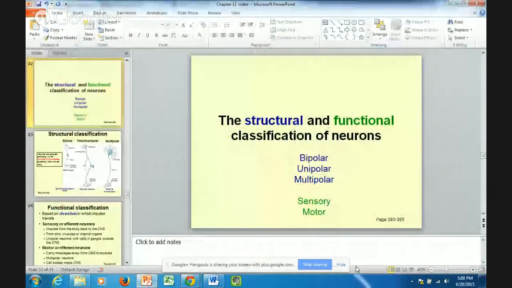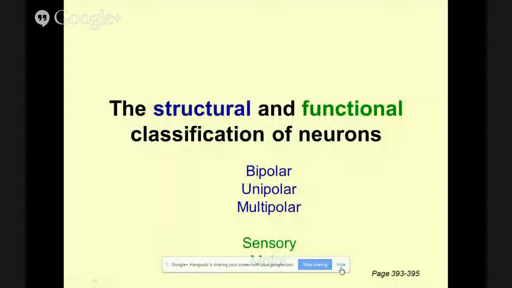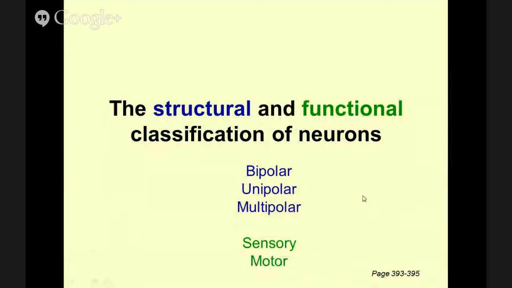Hey guys, this is a video where we're going to learn how to classify neurons by structure and by function. So if we're talking about classifying a neuron by structure, we're classifying it based on what it looks like. If we're talking about classifying a neuron by function, we're talking about classifying it by what it does.